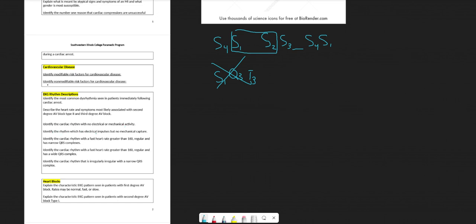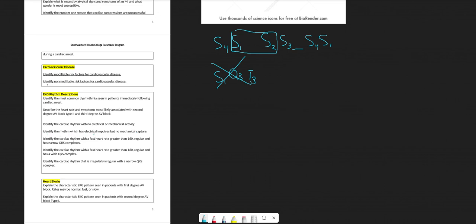Identify the rhythm which has multiple electrical impulses but no mechanical capture. So this is going to be VFib, or I guess VFib. It could also be like a pulseless polymorphic VTAC. Although I'm not sure if they're referring to multiple foci when they say which has electrical impulses but no mechanical capture. I think this can apply to also PEA. This question is worded a little weird in my opinion.